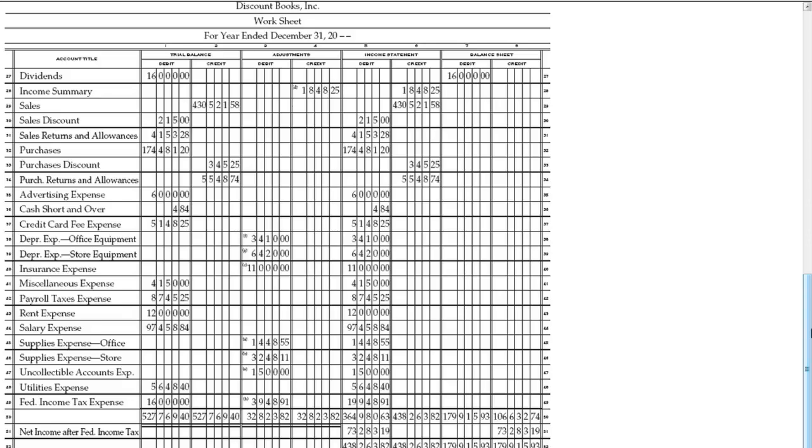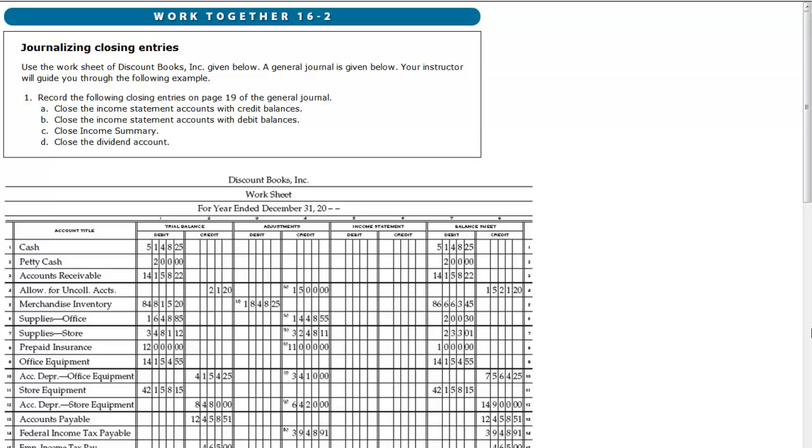So when I look at this account right here, I can see it has a debit balance of $97,458.84. If I need to get this to zero, what do I need to do to it? Credit it. If it has a debit balance, to get it to zero, I will credit it the same amount. We will do these first two closing entries here, close the income statement credit balances and debit balances. Those two, you are closing them into income summary.